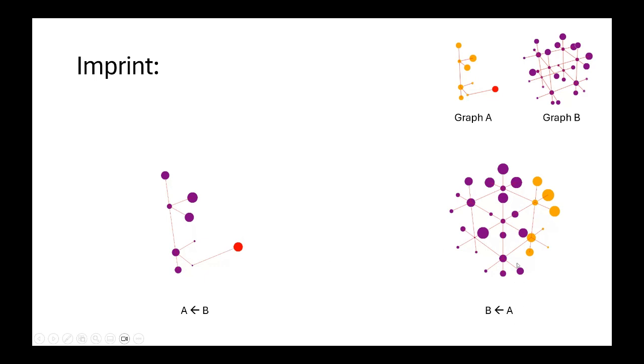Now when we imprint A on B, we take all of this. Imagine taking this graph A, the orange one, and placing it here and just finding out what is common. So the red is omitted, and then the purple vertices that are common are replaced with orange vertices. So this is the imprint function.